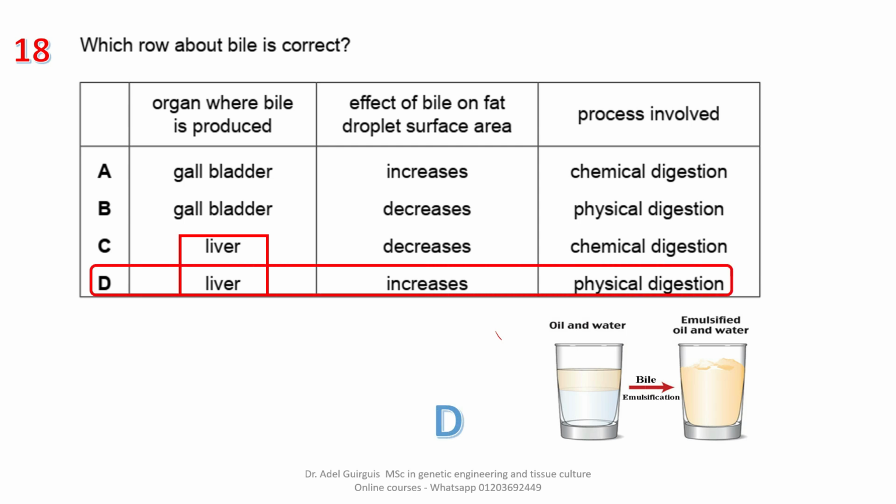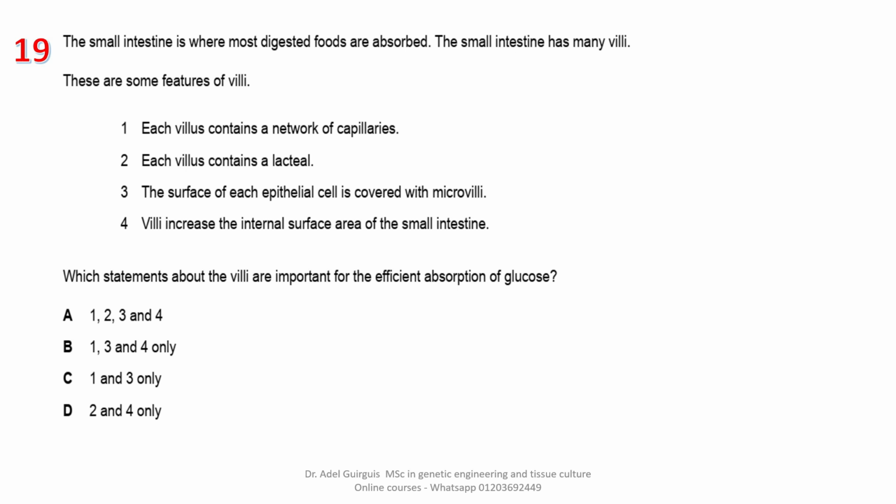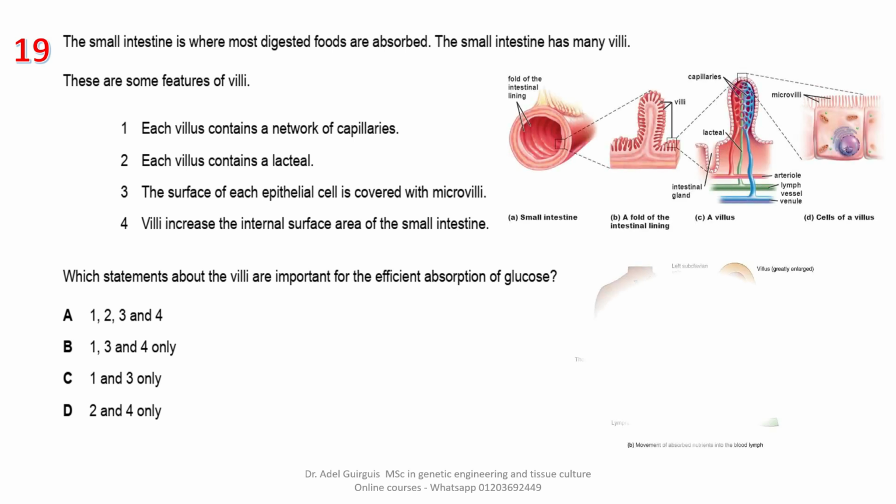Okay, number 19. The small intestine is where most digested foods are absorbed. The small intestine has many villi. These are some features of the villi. Each villus contains a network of capillaries. Each villus contains a lacteal. The surface of each epithelial cell is covered with microvilli. Villi increase the internal surface area of the small intestine. Which statements from 1 to 4 about the villi are important for the efficient absorption of glucose?